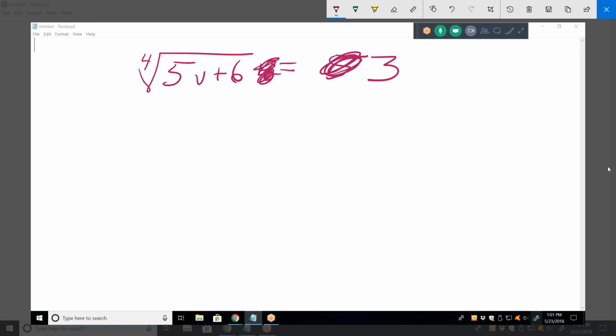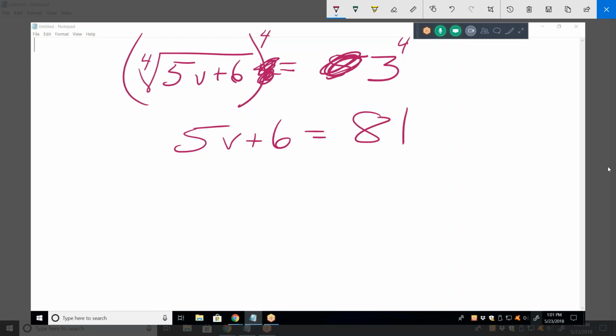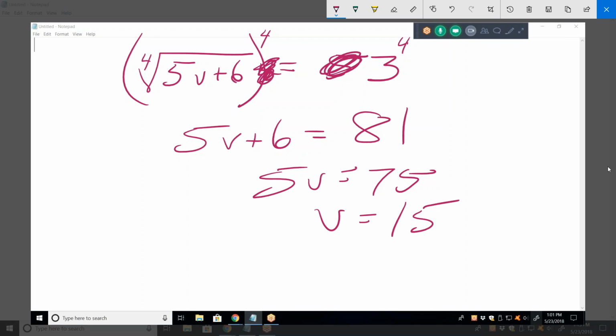Now, what's the next step? Get rid of the fourth root. How do we do that? I guess put everything to the fourth power. Yeah, that fourth root is the same as to the 1/4 power. So if I take everything to the fourth power, both sides, I'm left with whatever was inside that radical on the left. And 3 to the fourth is 81. Now it becomes trivial. Minus 6. That will be 75 equals 5v. Then divide everything by 5. Would it be 14? I think it's 15. Okay, so v equals 15.